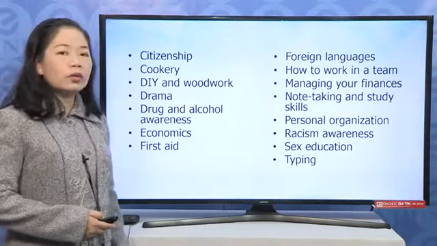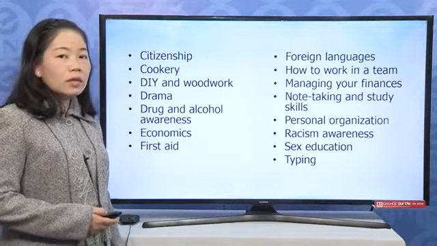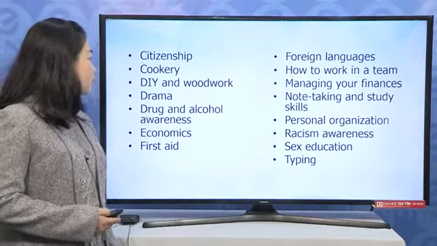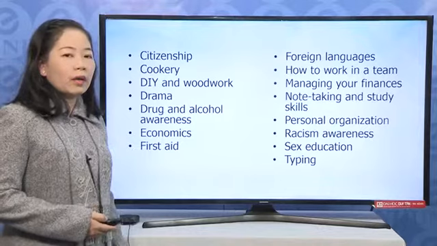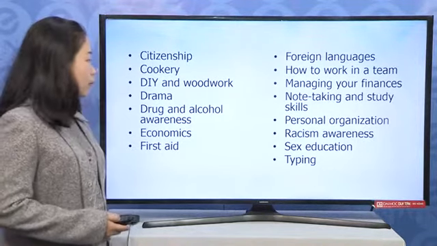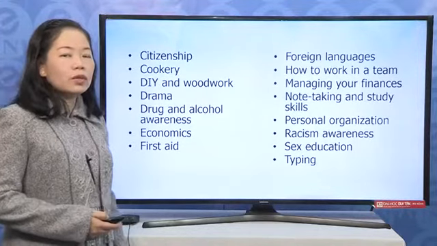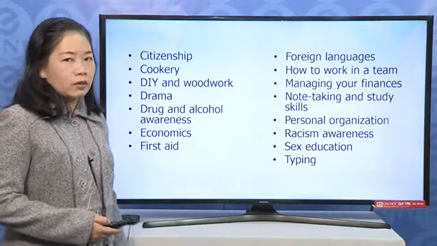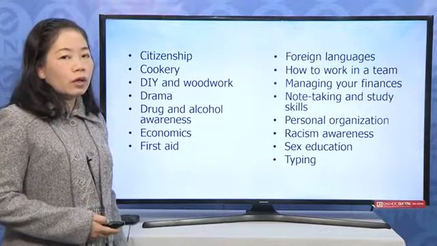have you learned note-taking and study skills at school? Have you learned anything about racism awareness? At school, I used to learn sex education. How about you? Did you learn it?